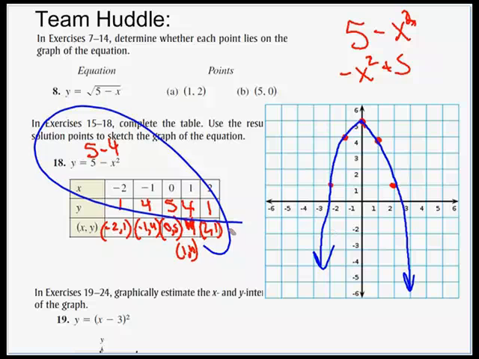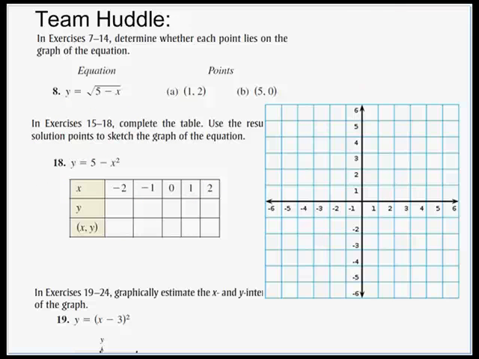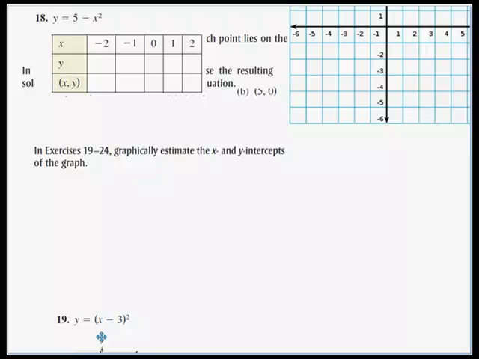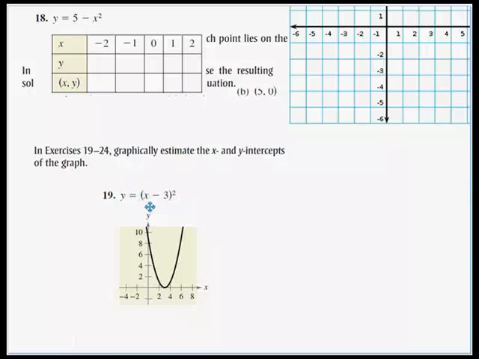Oops. So the last one, it says graphically estimate. Let's see what we can do with that one. So this is kind of a weird function. We have in parentheses x minus 3, that quantity squared. So what is our x-intercept? Do we touch the x-axis?